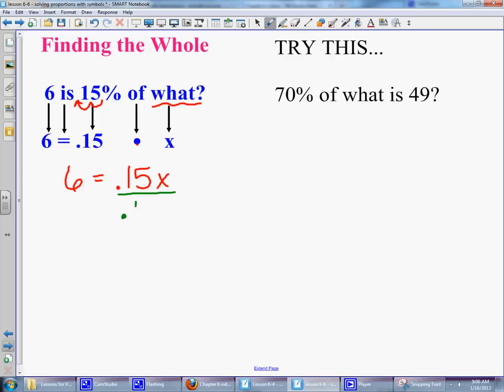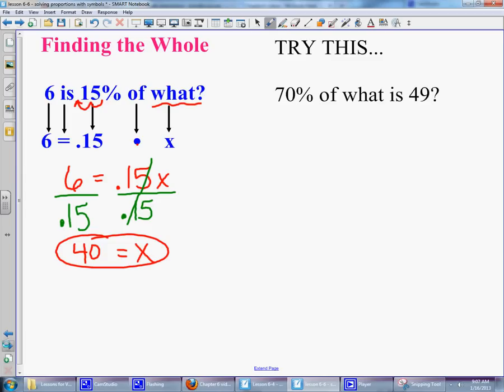So we do the opposite of multiplication by dividing by the coefficient, which is 0.15. Remember, you always divide by the number in front of the variable. So 0.15x divided by 0.15 is x, and 6 divided by 0.15 is 40. So 6 is 15% of 40. Another problem I'd like you to try on your own, so pause the video and try the problem on the right side of the screen.